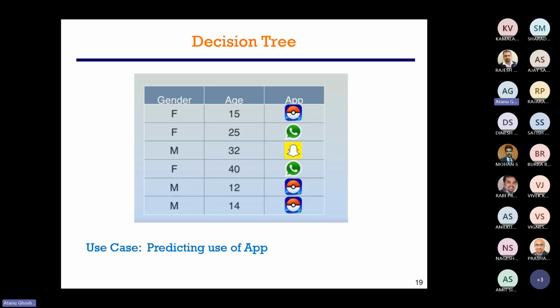Can we say, for example, if gender is male, what they should use, and if gender is female, what they should use? Yes or no? No, at least not with adequate confidence, because if gender is female, there are two females who are using WhatsApp and one is using Pokemon Go. So yes, we can say with 67% probability that they will use WhatsApp. But is that sufficient to say that any female will use WhatsApp?